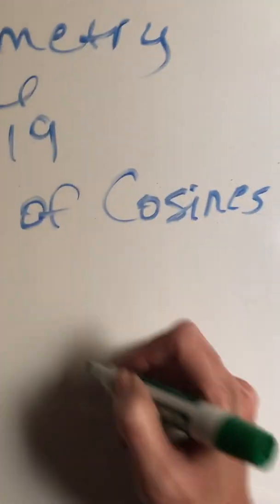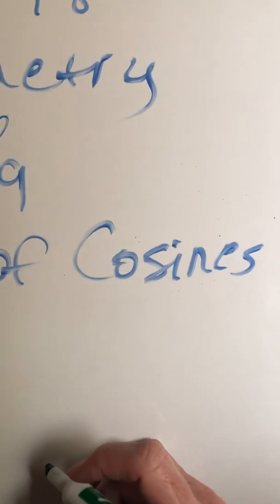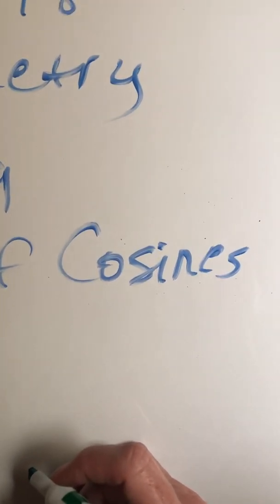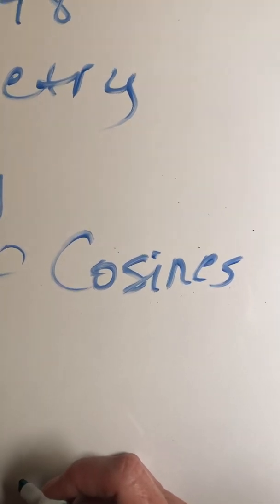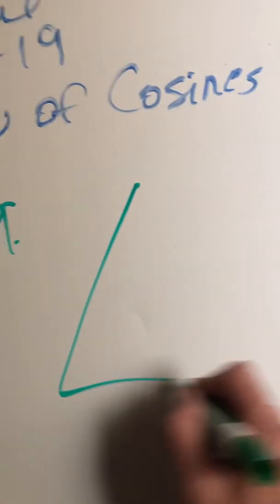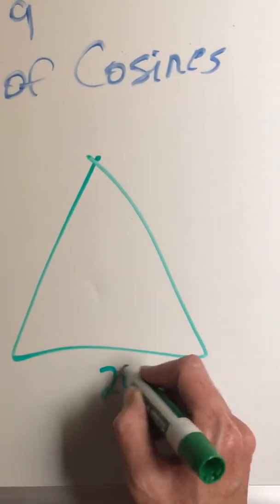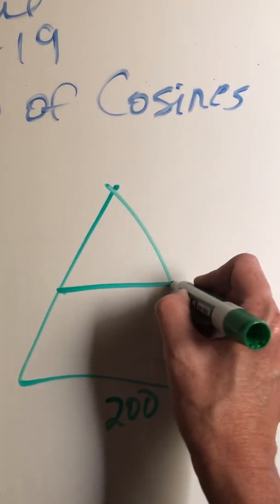Then on number 9, let's see. In a regular square pyramid, it has a height of 100 feet with a base of 200. There's a second floor located halfway up the pyramid. What is the area of the floor? So here's the side of the pyramid. This is 200. This floor is halfway up.